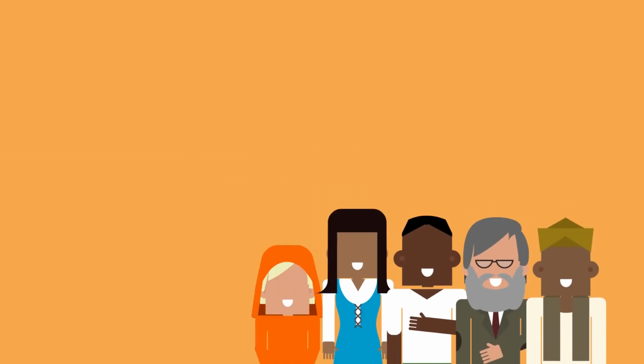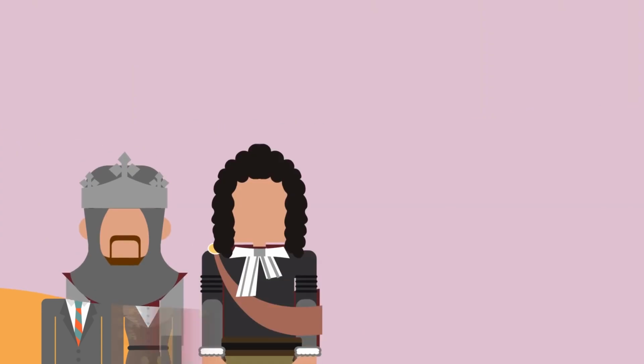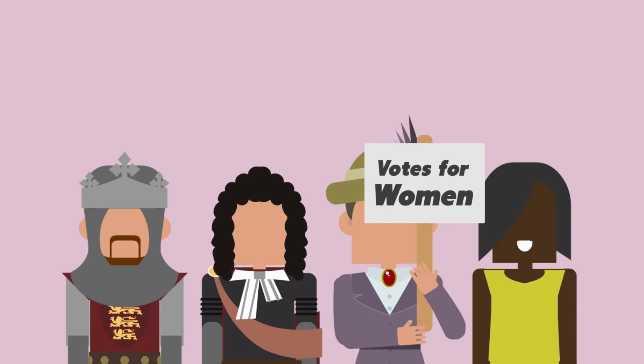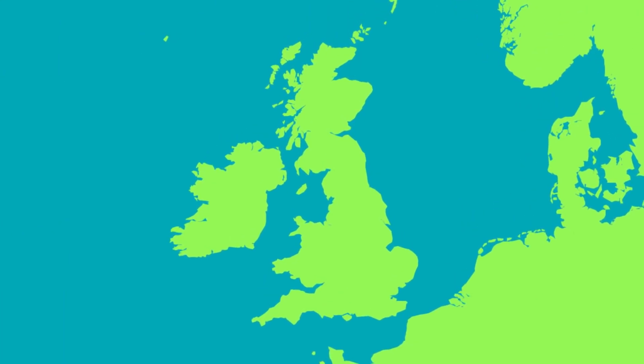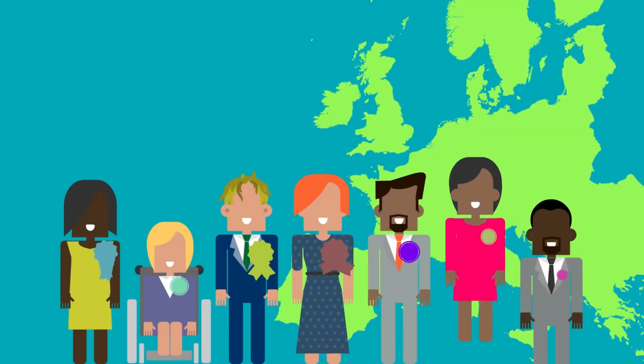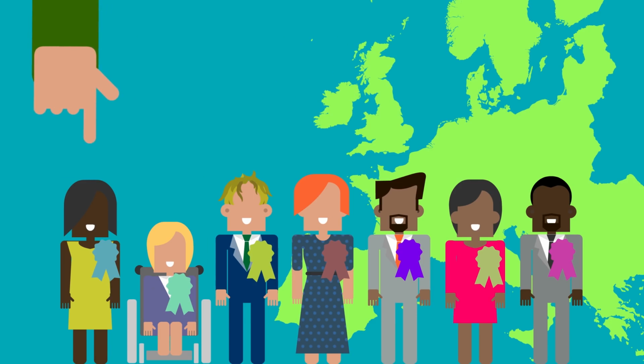In the UK, we live in a democracy, which means power is in the hands of the people through our right to vote. Throughout history, lots of people in the UK have campaigned for the voting rights we have today. There are lots of different types of elections to vote in: general, local, European. Let's take a closer look at how MPs are elected to the House of Commons through the general election.